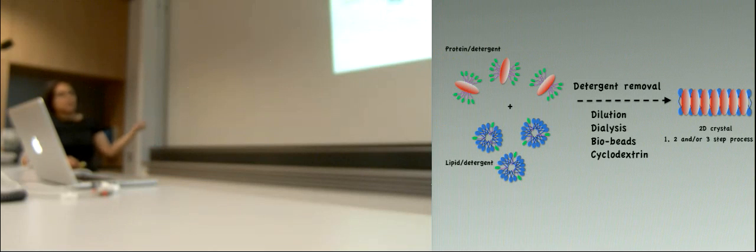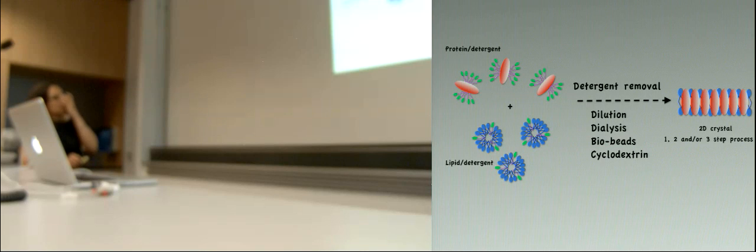Okay, so now you have chosen your particular lipids, and the lipids are in detergent, and your protein of interest is also in detergent. Then you have to remove the detergent, and the protein molecules will go and insert into the lipid. In that case, you will get the 2D crystals. To remove the detergent, you can apply different methods such as dilution, dialysis, biobeads, and cyclodextrin, and there are some other methods you can use, but I pick only these four.